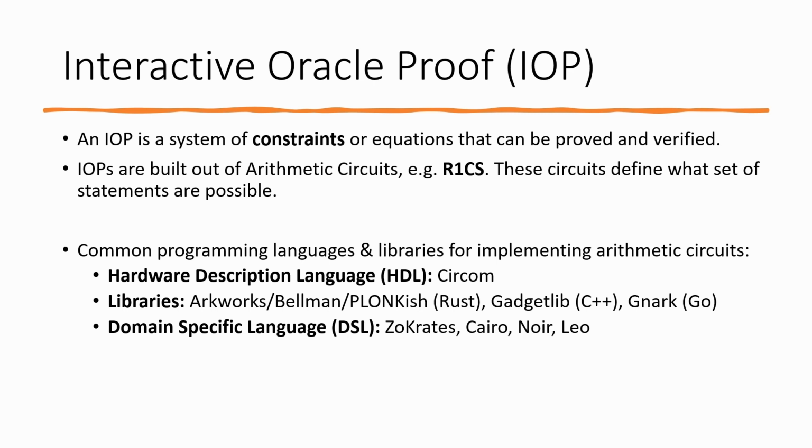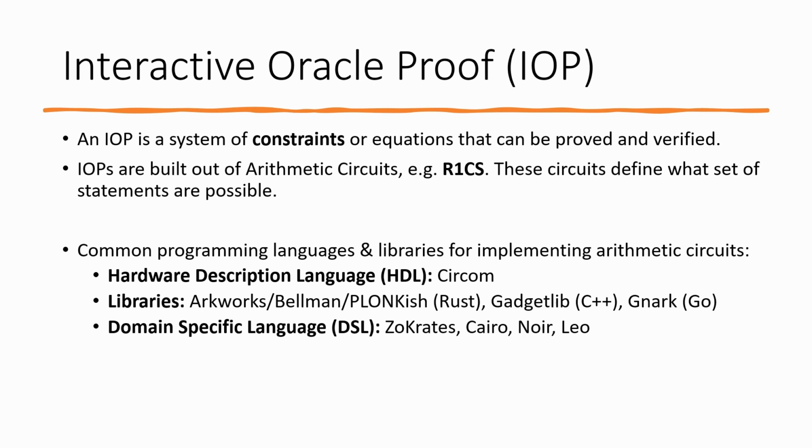The next way is by using libraries of high-level languages. The benefit here is that you can write your code in a familiar high-level language like Rust, C++, or Go, and use their language features like data structures and loops. The trade-off is that when your code compiles down to circuits, they tend to be larger in size and less efficient than HDLs.